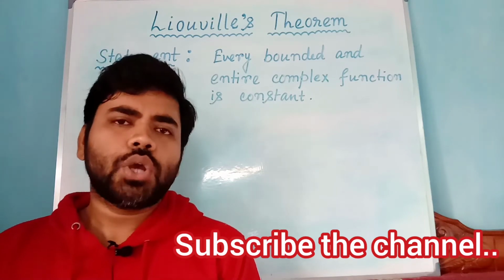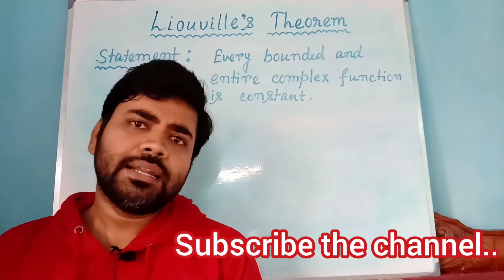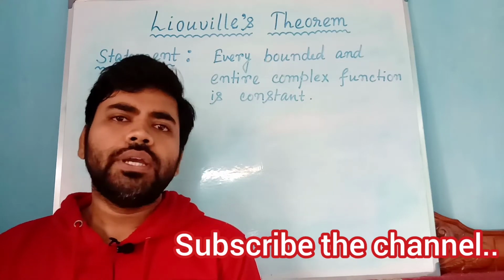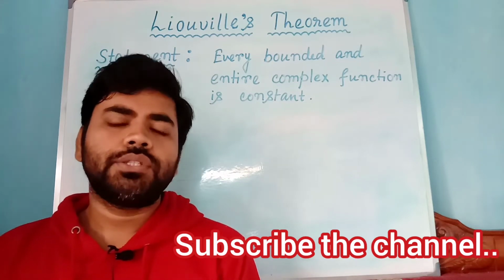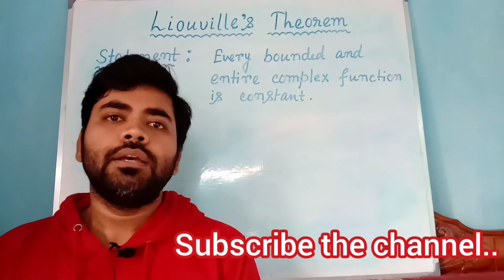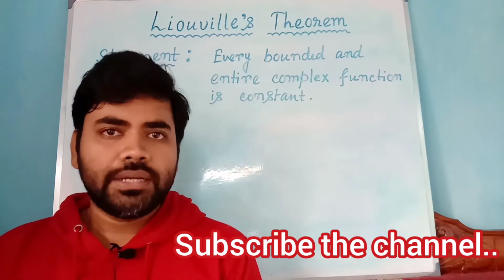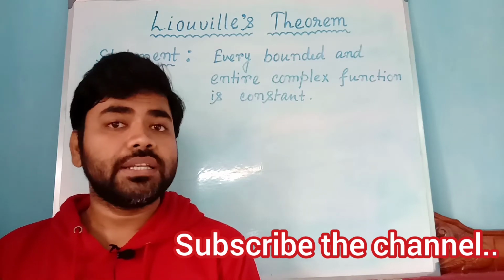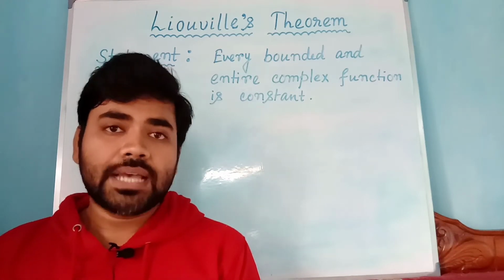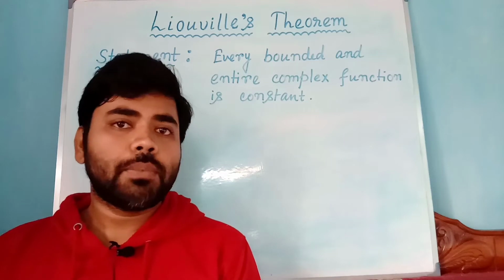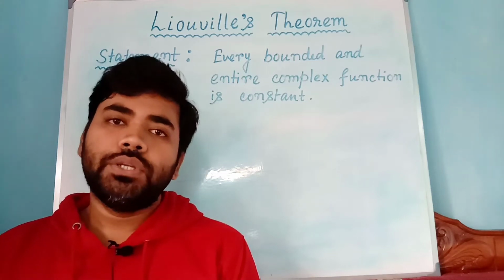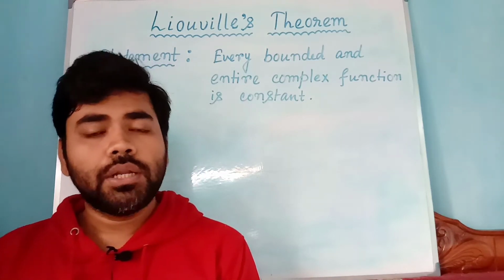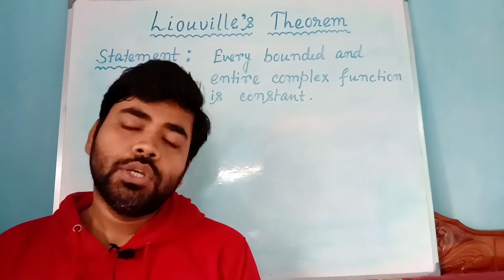It is a very shocking result as far as real analysis is concerned, because we know there are plenty of real functions which are bounded and analytic all over the real field R, but yet they are non-constant functions. For example, we can have sin x and cos x. These functions are bounded obviously. Why? Because we know that |sin x| is less than or equal to 1, |cos x| is also less than or equal to 1. So they are bounded.